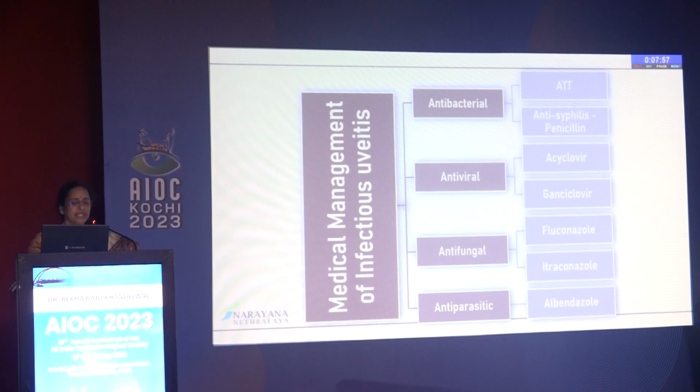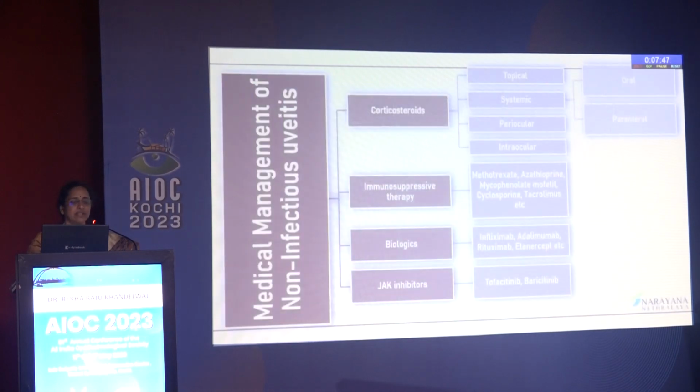More importantly, in infective uveitis, in addition to anti-infective therapy, we also treat them with anti-inflammatory agents such as corticosteroids to control the eye inflammation in the majority of infective uveitis. Next, we'll move on to non-infective uveitis. Coming to non-infective uveitis, corticosteroids are the gold standard in controlling the inflammation. It could be in the form of topical or systemic, periocular or intravitreal steroid implants. In the systemic form, it could be oral or intravenous methylprednisolone we give.